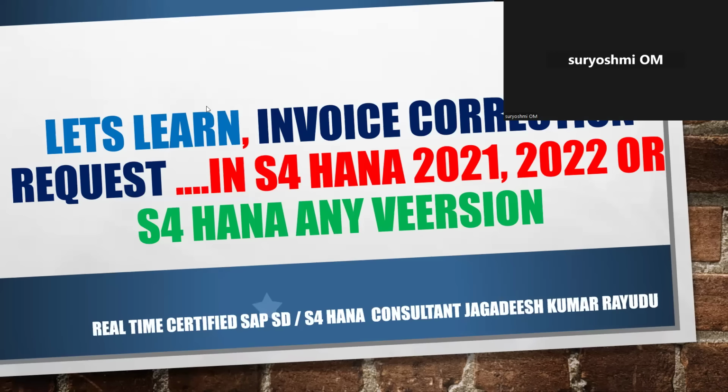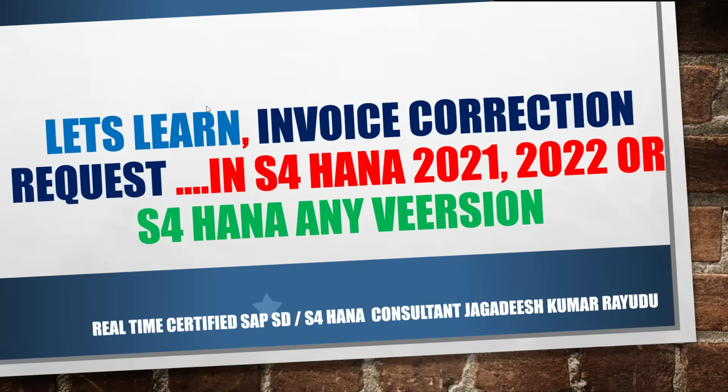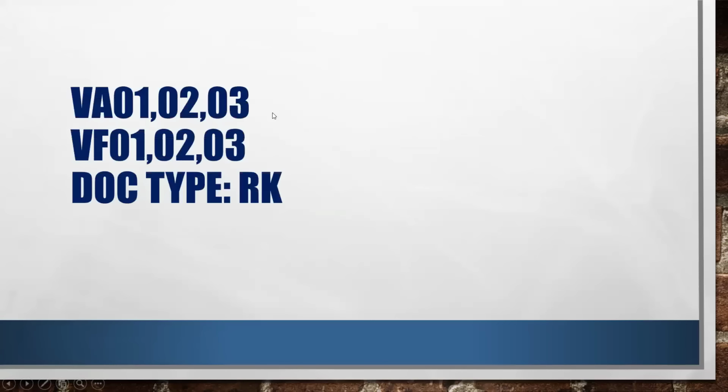Let's learn how invoice correction request works in S4 HANA. You can take 1511, 1610, 2021, 1909, 1709, 1902, whatever the version you take. Including 2023, the functionality is the same. Okay, let's check this on the SAP system.